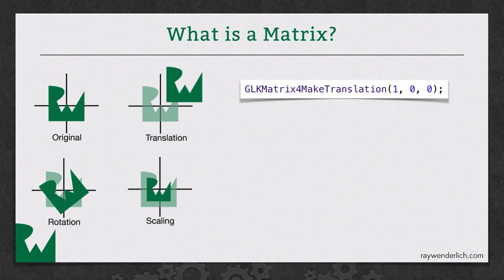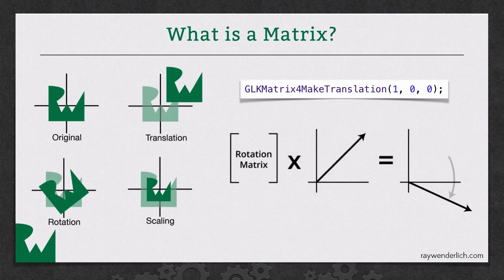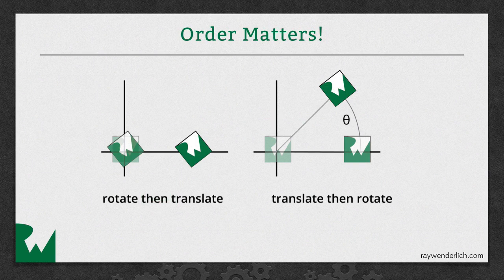Once you have a matrix, you can multiply it by a point, represented as a vector, to get a new orientation. So here's an example of multiplying a rotation matrix by a vector to get as a result a rotated vector. The example on the left shows what happens if you rotate first and then translate. The example on the right shows what happens if you translate first and then rotate. Very different results, huh? Which one you want depends on the effect you're trying to get. But how do you control which happens first when it comes to multiplying matrices of vectors? Well, let's take a look.